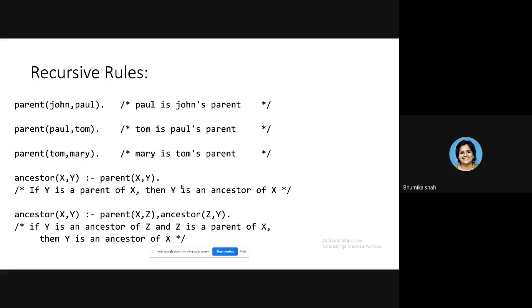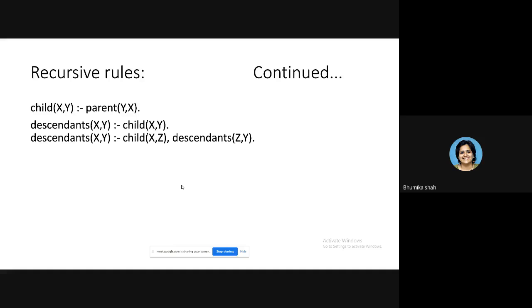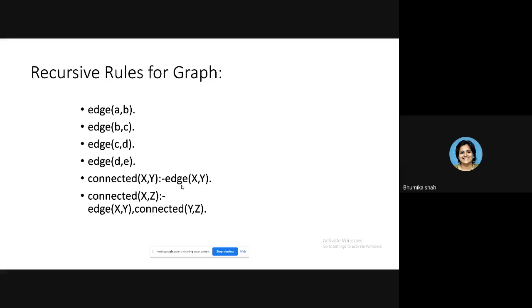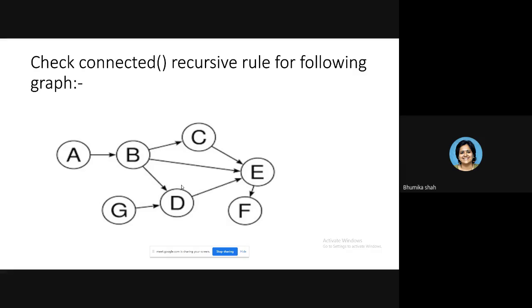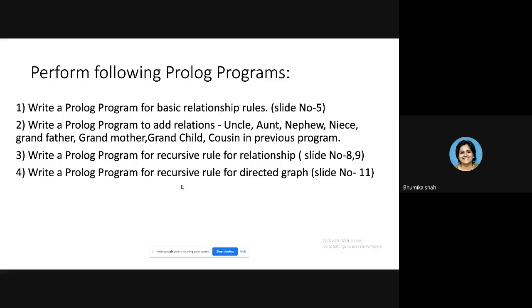Okay. What is your third program? This ancestor and descendant. These two you have to write as recursive rules. So what you have to do? Write down the aim, then write down the program and write down the output. Okay. Fine. This is the fourth program, but you have to do it for this particular graph. Okay. So these are all the programs you have to perform today.